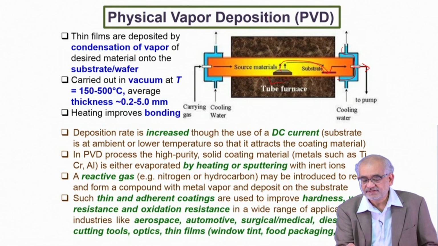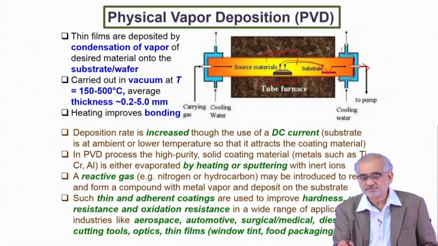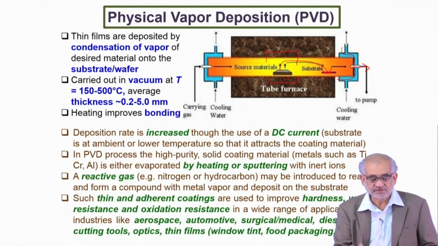So maybe the heating zone is confined only here, so that the material is heated and vaporized only in this region, and the vapor, obviously because of the temperature gradient, will move towards the colder region and get deposited onto the substrate that you want to coat. So that's also a possibility.